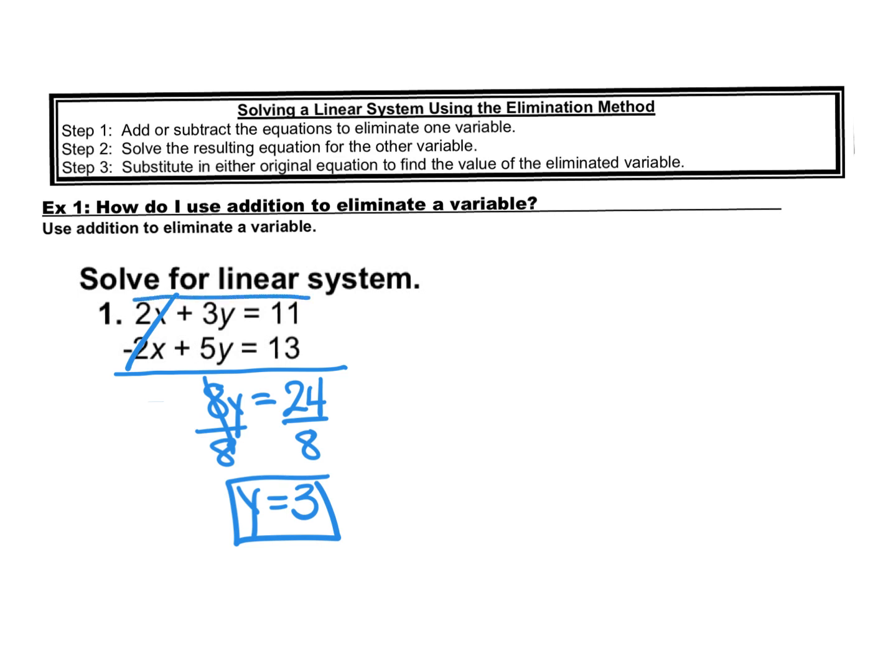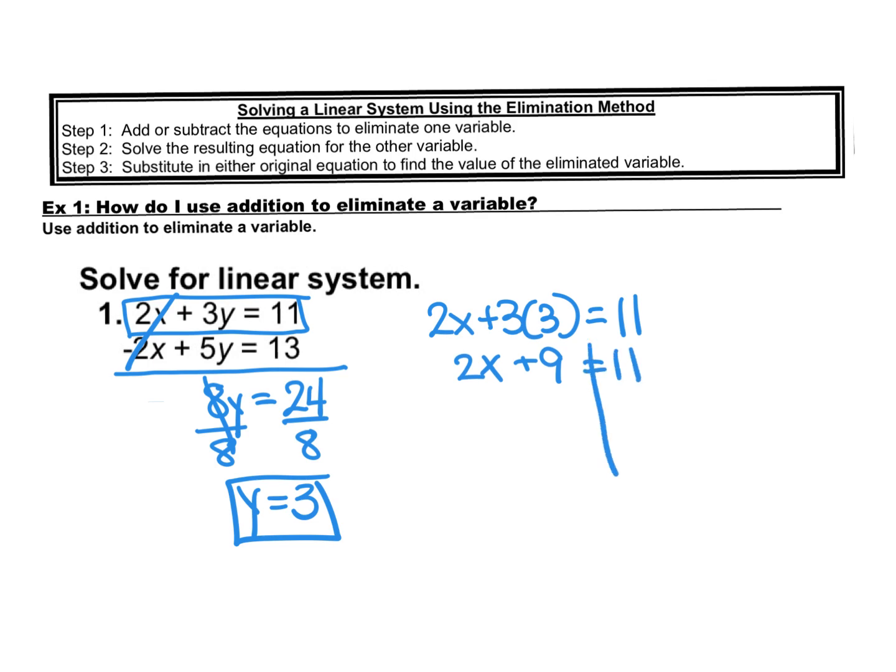So now let's go back and take one of our equations. I'm just going to take this top one right here, and we're going to plug it in so that we can solve for the other variable. So we have 2x plus 3 times 3 is equal to 11. So 2x plus 9 is equal to 11, and now we need to isolate the variable. So when I do that, I'm going to have 2x is equal to 2, and then we'll divide by the 2, and x is going to be equal to 1.